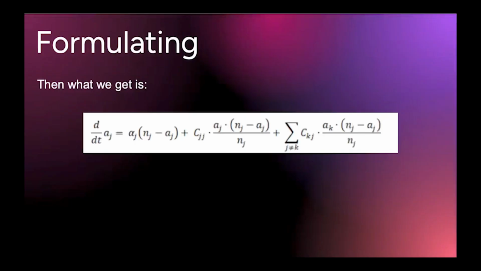This is our ODE model of the rate of change of awareness within the species over time. The first term shows the direct detection of danger, where alpha_j is the detection rate that we discussed earlier, and N_j minus A_j is the unaware population. The second and third terms represent information spread within and between species, and dividing by N_j normalizes for group size.